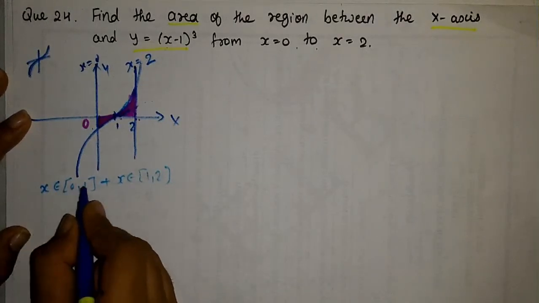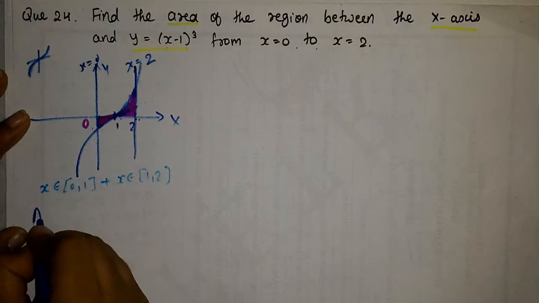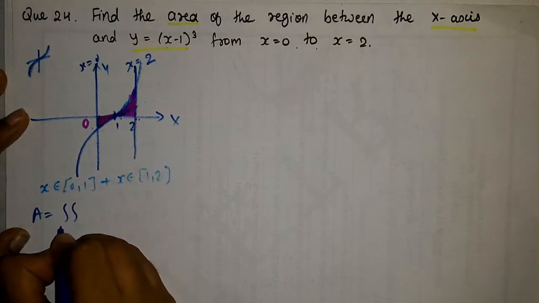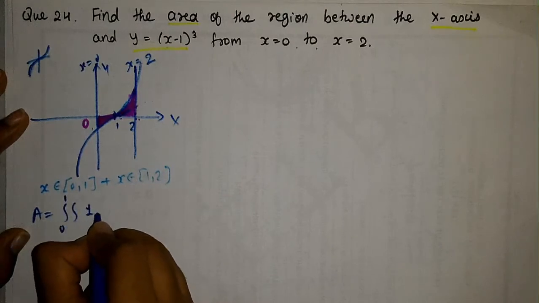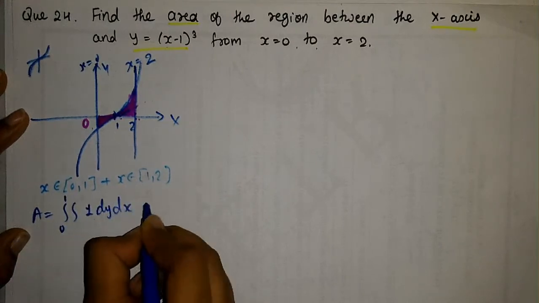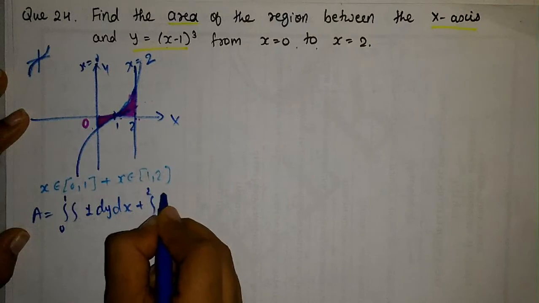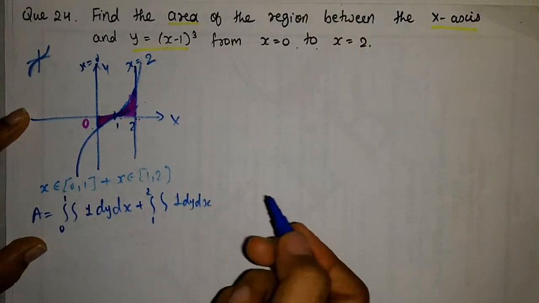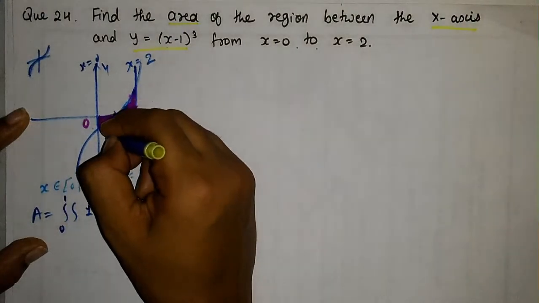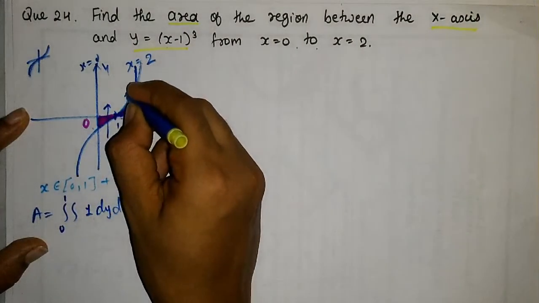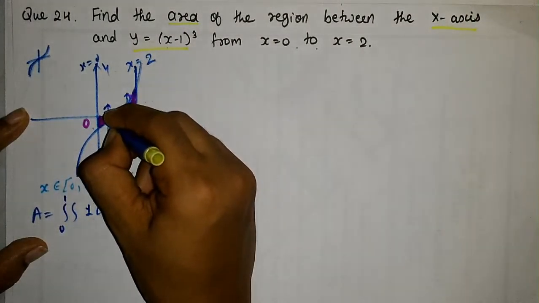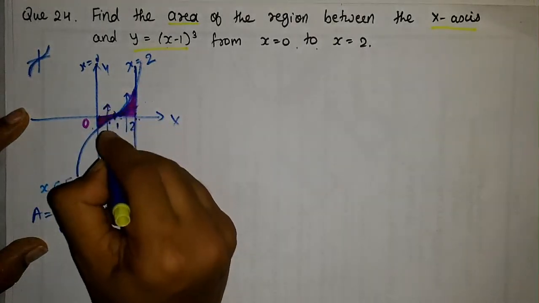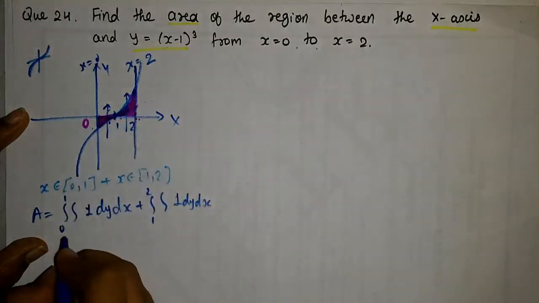So the area is equal to the double integral, first from 0 to 1, of dy dx, and second from 1 to 2, of dy dx. When it's dy dx, we draw a vertical line, and we can see it's entering from the curve and leaving from y is equal to 0.